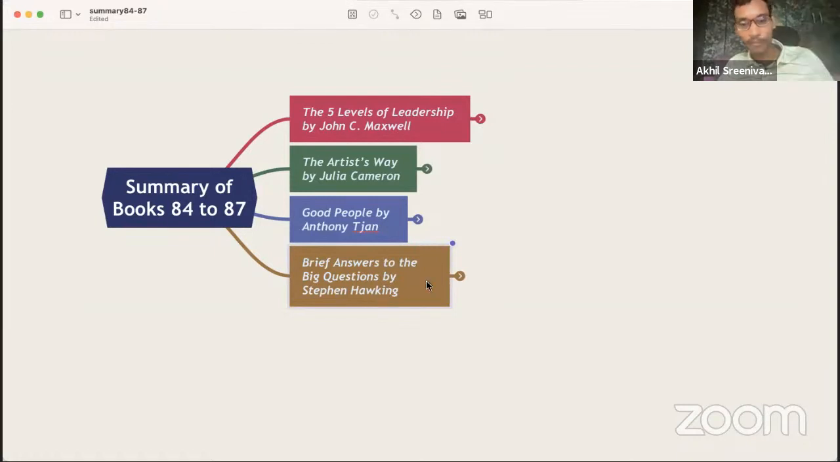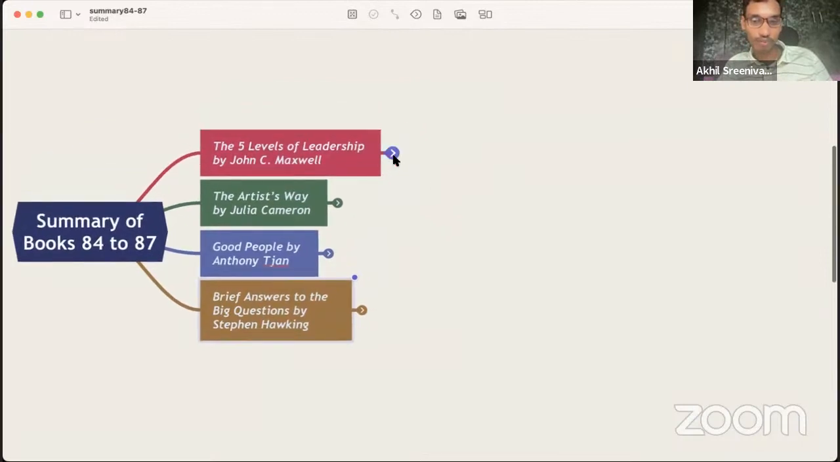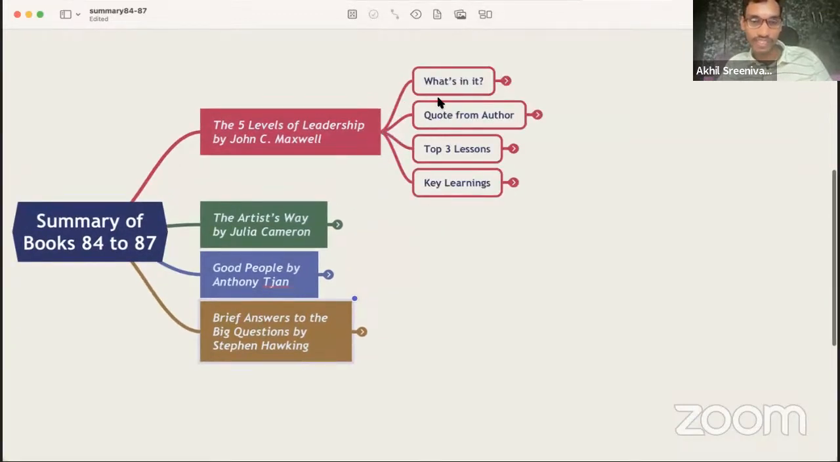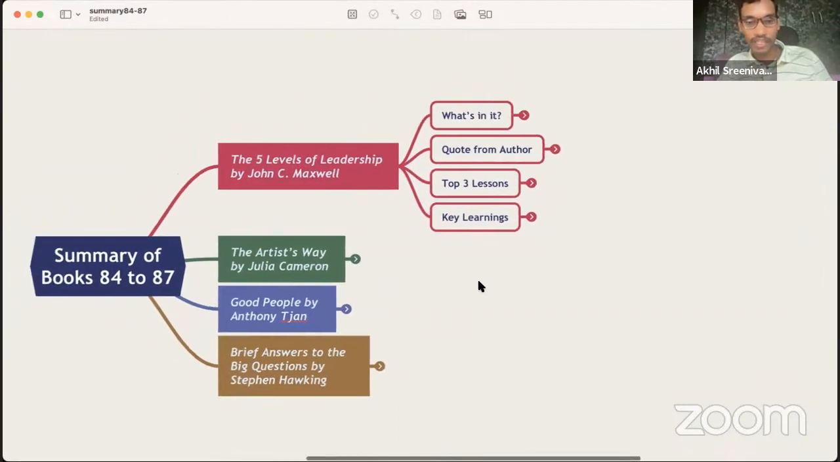You might have heard about Stephen Hawking, who was sitting on a chair and who created miracles in the world. So let us see each and every book summary in 4 formats. We will see only 3-4 things from every book summary. What's in that book, a quote from the author, top 3 lessons of the book, and key learnings that we can take forward in our daily lives. So these are the 4 things we cover from each and every book summary. Without any delay, let's get started.